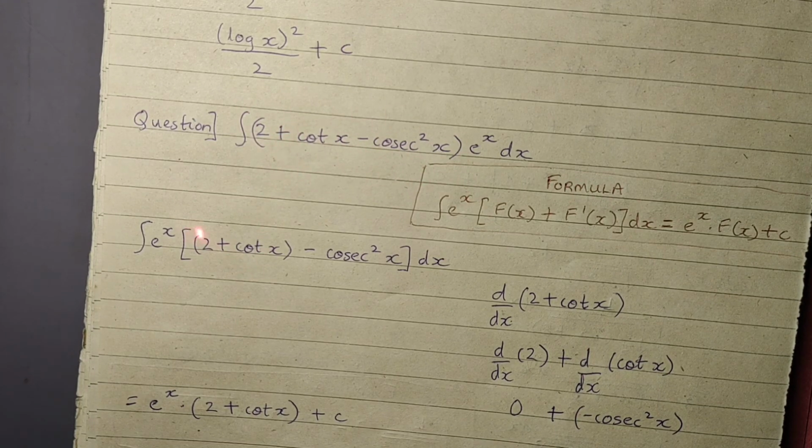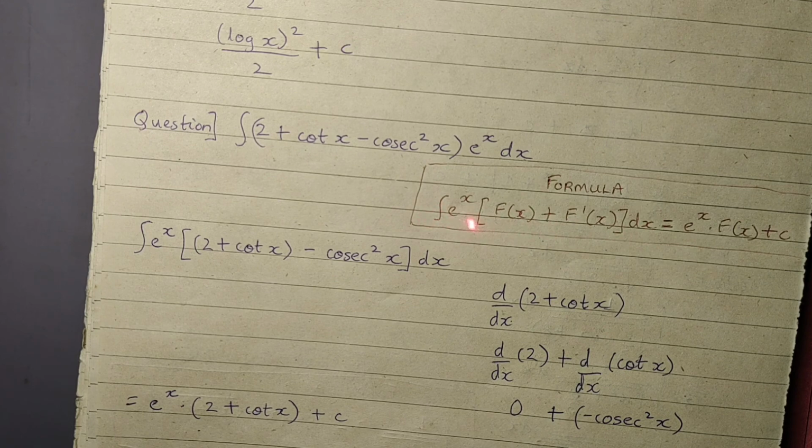So if we take the first term as f of x, 2 plus cot x, we have to take the derivative first and see whether it is f dash of x. So derivative of 2 plus cot x: if you take derivative of 2, the answer is 0. And if you take derivative of cot x, you will get minus cosec square x. Okay, so you can see you have got the second term. So this is f dash of x.